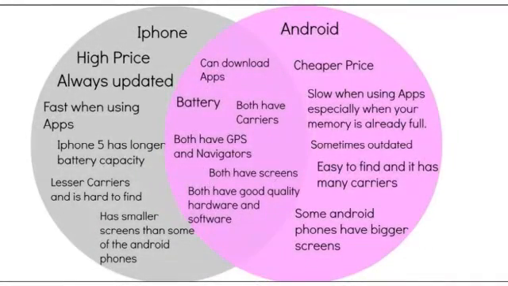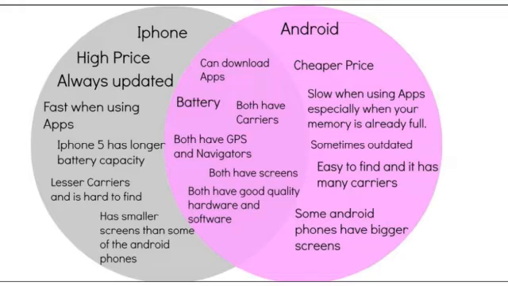This is an example of comparing and contrasting an iPhone with an Android. This is only a draft to help brainstorm ideas and main points before writing any essay. As we mentioned earlier, the middle part represents the similarities, like iPhone and Android both download applications. They both have batteries, they both have GPS and navigators, they both have screens, and they both have good quality hardware and software. But when we look at the other two parts outside the middle, you will find the differences between an iPhone and an Android.